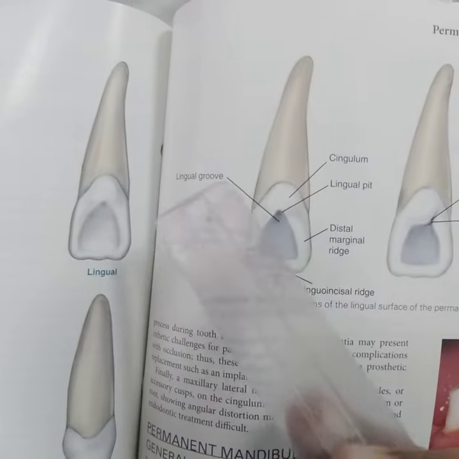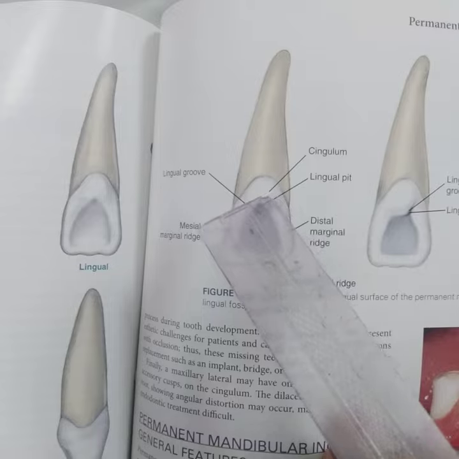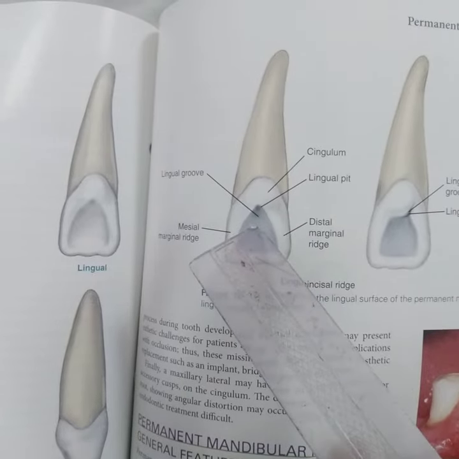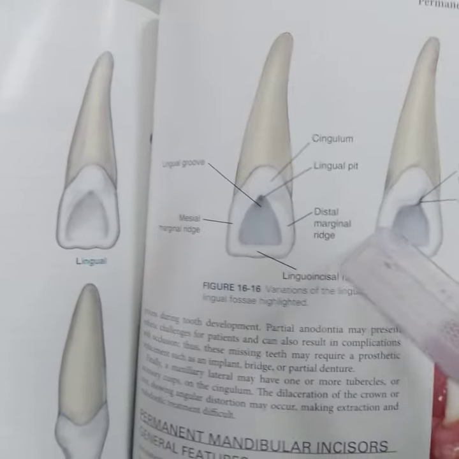The three grooves present on the lingual surface are: one that is a horizontal groove called the lingual groove. This is the lingual groove, which is a horizontal groove that separates the cingulum and the lingual fossa. So this horizontal groove is the lingual groove.